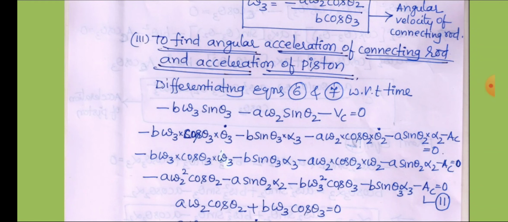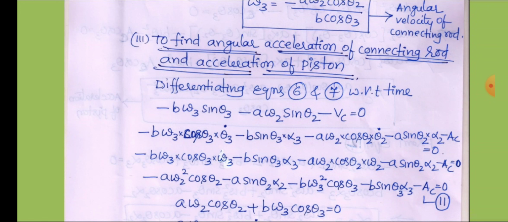Next, taking equation 7, which is the imaginary part of the equation, then it is a omega 2 cos theta 2 plus b omega 3 cos theta 3 is equal to 0. Here a is constant, omega 2 cos theta 2 is in the form of uv, plus b constant, omega 3 cos theta 3 is in the form of uv. So a into omega 2 as it is into cos theta 2, if I differentiate, minus sin theta 2 into d by dt of theta 2, which is theta 2 dash. Then a as it is and cos theta 2 as it is, if I differentiate omega 2, d omega 2 by dt is nothing but alpha 2.